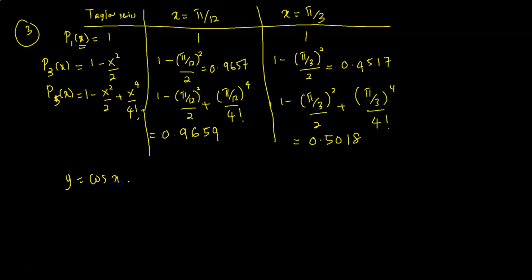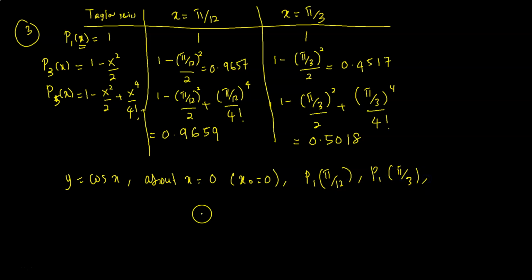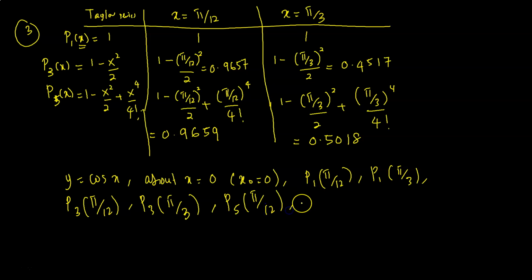Means that this table gives us the answer of the approximate function of y equal to cos x about x equal to 0, that is x not equal to 0, for P1(pi/12), P1(pi/3), P3(pi/12), because the question asks you to approximate the function at these two x. And then P3(pi/3), and also P5(pi/12), and P5(pi/3). So the answer is given in this table.